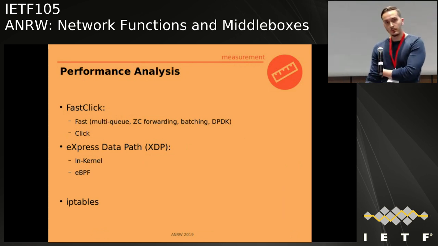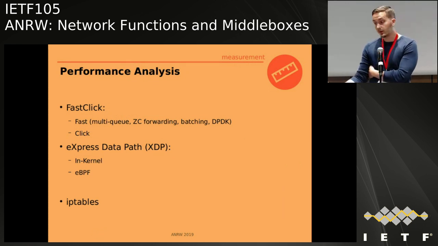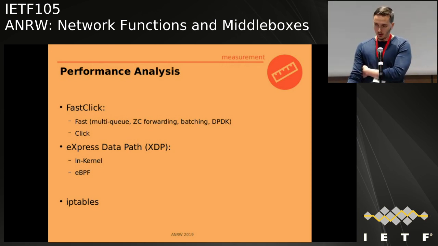So we compared the performance of MMB to three state-of-the-art solutions. FastClick, already introduced. It's an extension of Click designed to be fast. Then there is Express Data Path, XDP, which is an in-kernel solution that relies on extended BPF, which allows packet classification in the kernel, and it also adds support for flow tracking tables, hash maps, and it's supposed to be fast. And iptables for completeness.